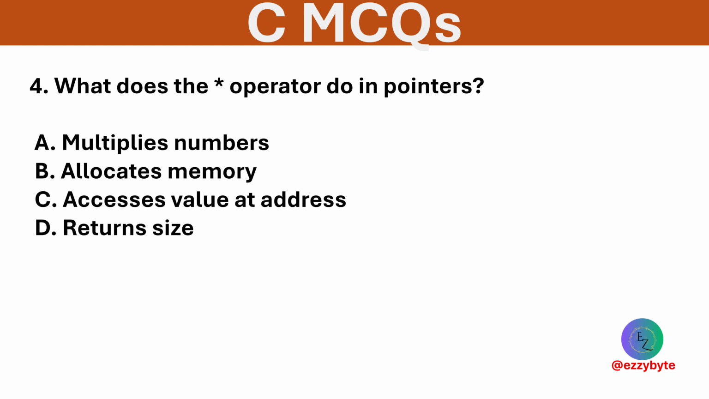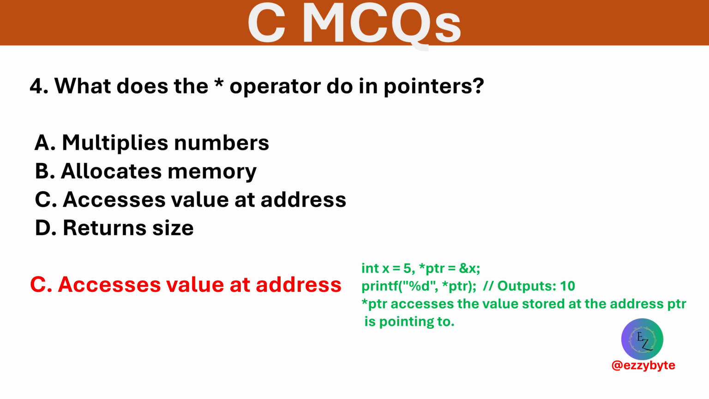What does the asterisk operator do in pointers? Options are multiplies numbers, allocates memory, access value at address, and return size. Option C is correct. The dereference operator gives the value at the address.